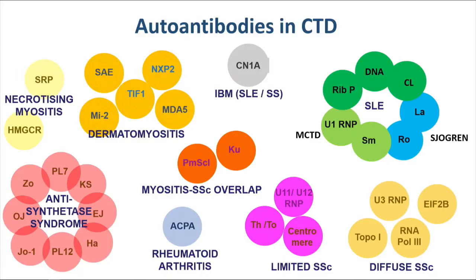And this is just to summarize some of the antibodies found in these conditions. It's a rather busy slide, and I'll come back to the dermatomyositis later. But you'll notice that most of these antigens, or the autoantibodies associated with these antigens, really segregate with these different rheumatic diseases.